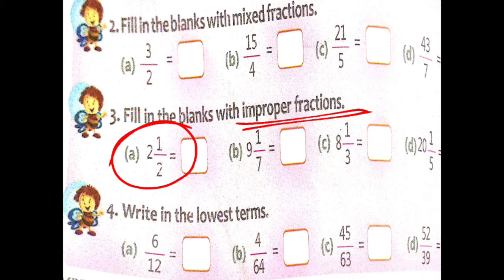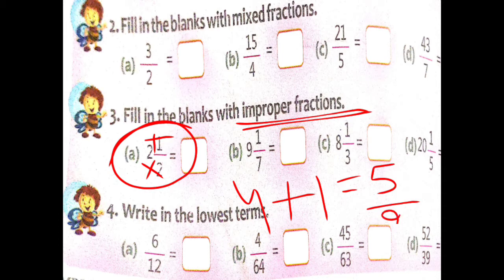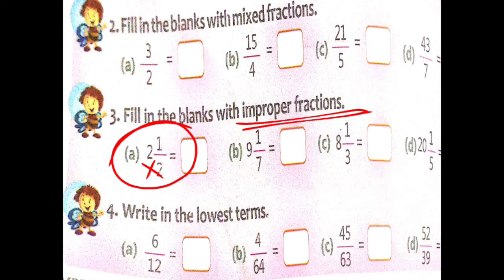How will you do it? I already told you. You just multiply with this and then add this value. I already told you the first example: 2 twos are 4, plus 1, that becomes 5 upon 2. You write the denominator as it is, and the numerator as the resulting value. Hope you will be able to solve it yourself. Now I am showing you the next question also, how you will solve it.